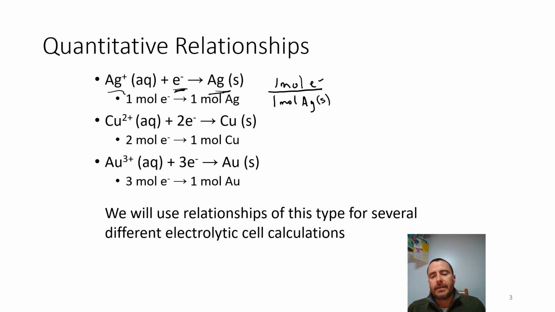All right, now the next one down is like if I have copper 2+. Notice that in order to convert each copper, which is +2, to make that copper solid and have a charge of 0, it's going to take 2 electrons.